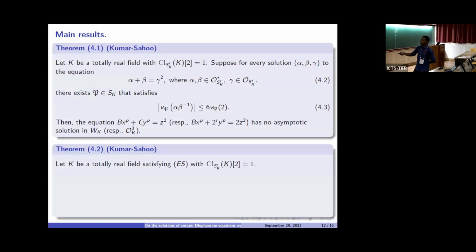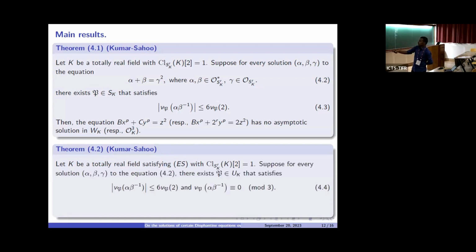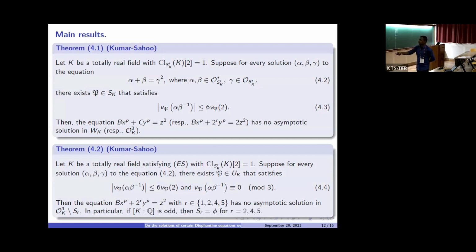And then the second result: you start with a totally real field satisfying this condition along with this condition. And suppose for every solution alpha, beta, gamma to this equation alpha plus beta equal to gamma square, there is a prime P belonging to U_K satisfying this condition as well as this condition. Then this equation x^p plus 2^r y^p equal to z square, with r equal to 1, 2, 4, 5, has no asymptotic solution in this set O_K difference S_r. And in particular, we saw that if the degree of K over Q is odd, S_r is empty. So that means if you take the degree of K over Q to be odd, then this equation with r equal to 2, 4, 5 has no asymptotic solution in O_K.